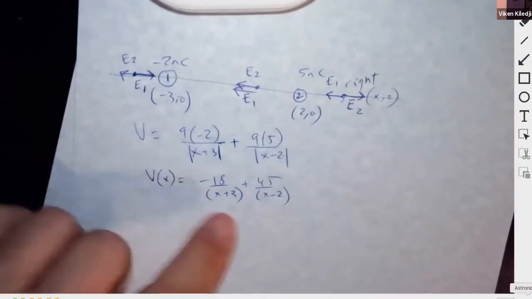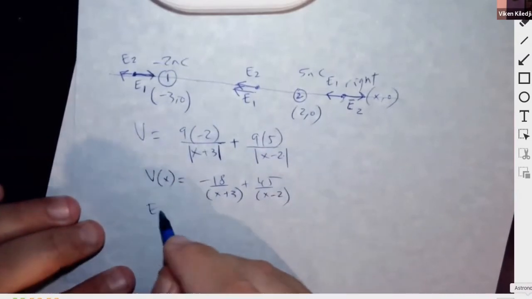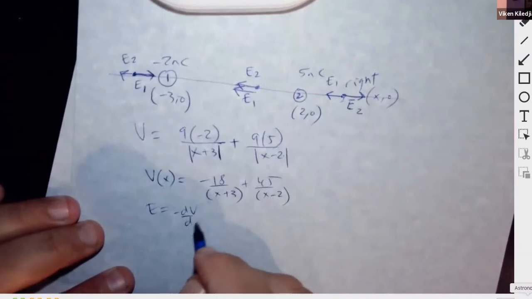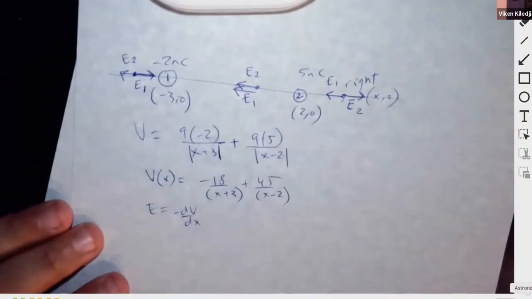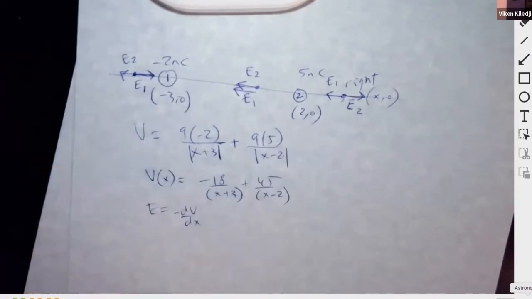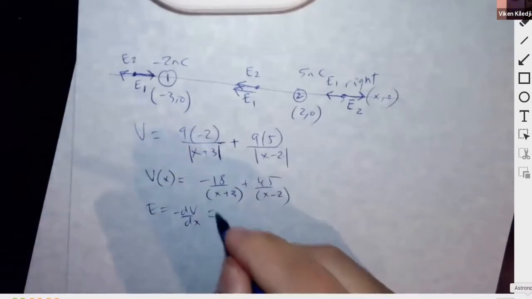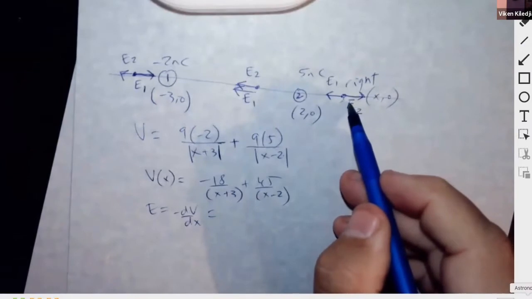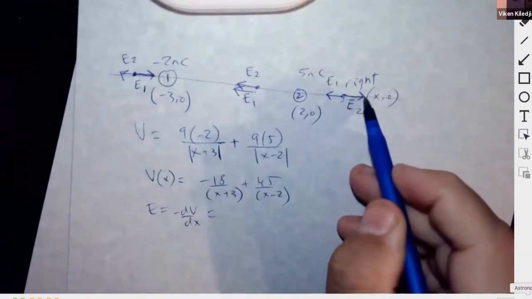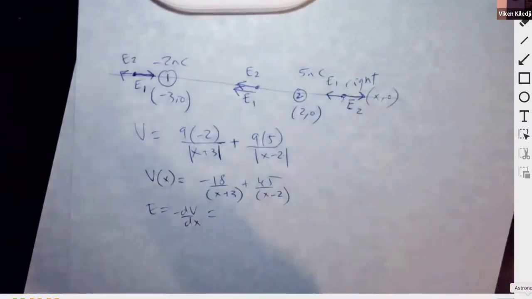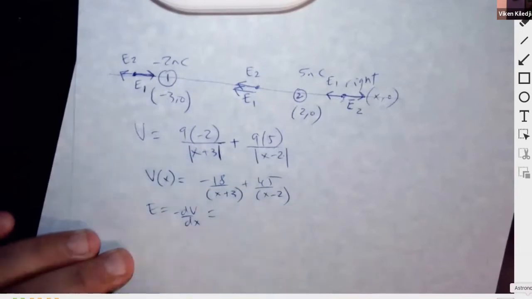Now, if I want to find the electric field, what do I do? Negative dV/dx. I simply take the derivative of this, and that gives me the electric field. I don't have to worry about whether the electric field points to the right or to the left. When I do this, it already takes care of that. That's the cool thing. I take the derivative of the voltage.